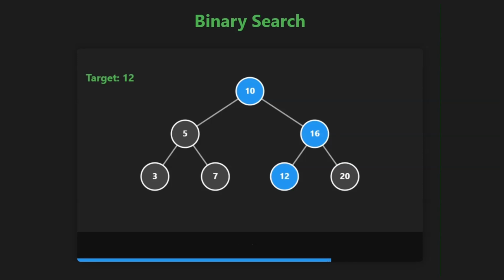Binary search in a BST works by comparing the target with the current node. If it's less, go left. If it's greater, go right. If it's equal, you're done. This method is super efficient. It takes O(log n) time in a balanced tree.